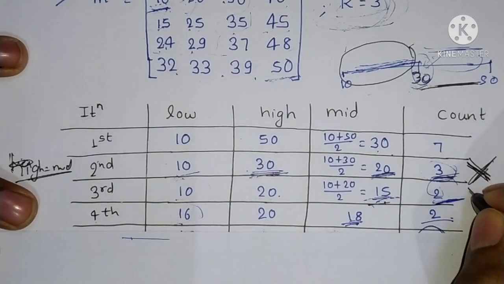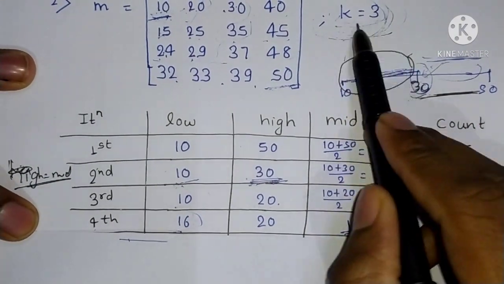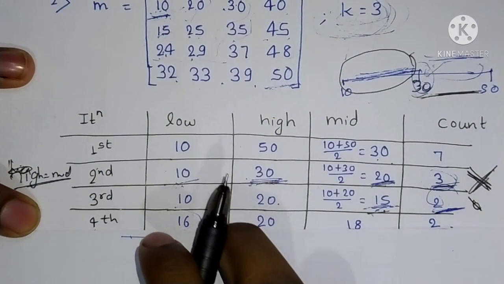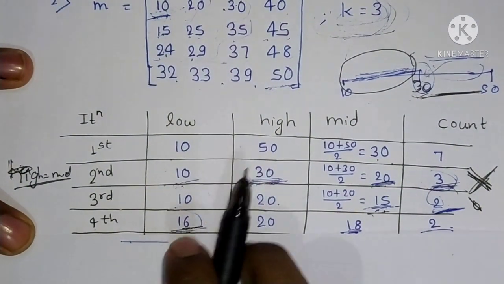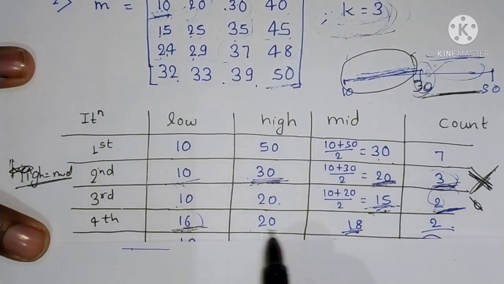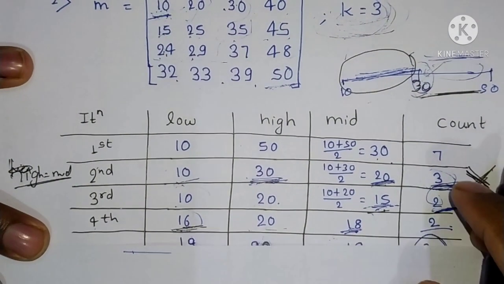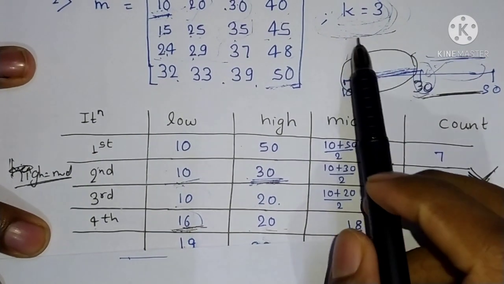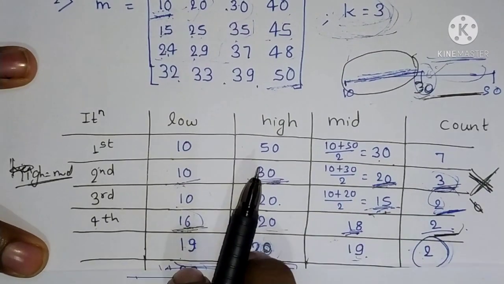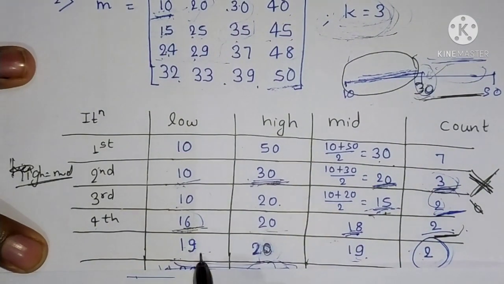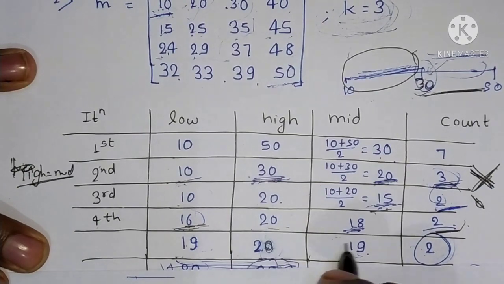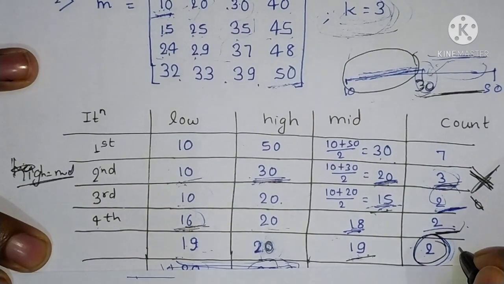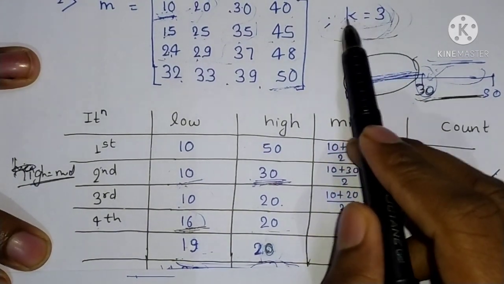So high becomes 20 and the mid becomes 15. The count is 2, but the value of k was 3. So this time we will increase our low value to mid plus 1. The low value becomes 16 and the high value remains 20. Mid is 18. The count becomes 2, so again the count is less than k. So we will increment the low value again. Low becomes 19 and the high is still 20, and the mid comes to be 19. The count of 19 is 2, again lower than k.